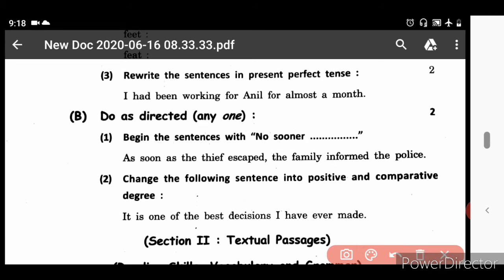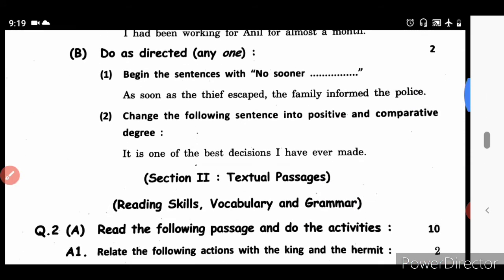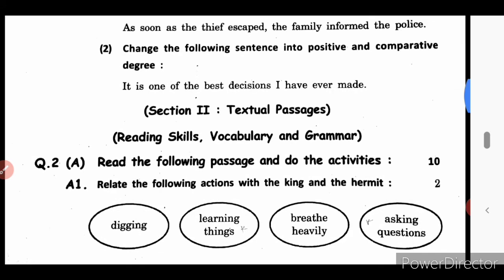Then you have to learn positive and comparative degree also. Here the question is given in a sentence, and we have to change the sentence into positive degree and comparative degree. Focus on the points that I told you and study them for grammar, structural grammar.